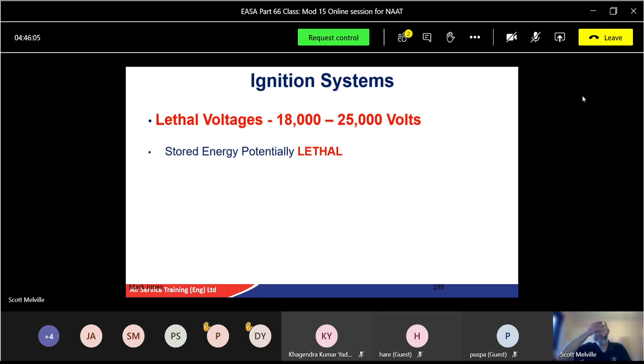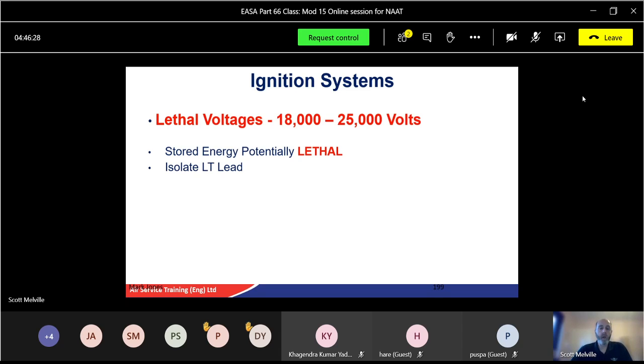Okay, so make a note of these ones. Stored energy, potentially lethal. In the ignition circuits and the systems we use, there is potentially that high voltage in there. It's not the voltage that kills you, that'll burn you. It's the current that's flowing through your body. The voltage supplies the flow. The more current flows through your body, the more chance it is of stopping your heart. So be very careful with this system.